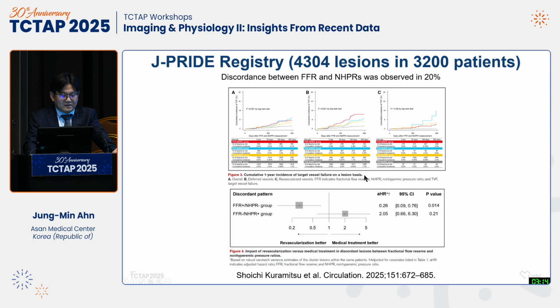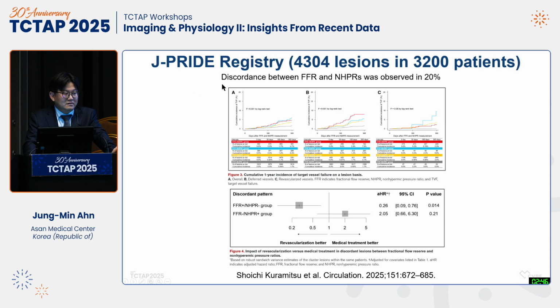They show that only FFR positive discordant is associated with a lower event rate compared to when you put in the stent, but FFR negative discordant is not. So this study suggested that the revascularization strategy should be based on the FFR value.